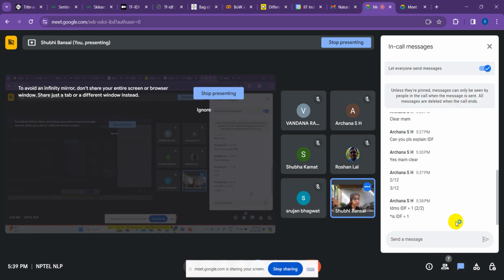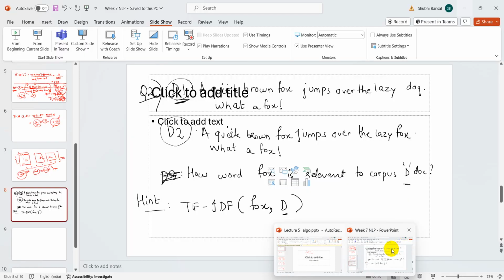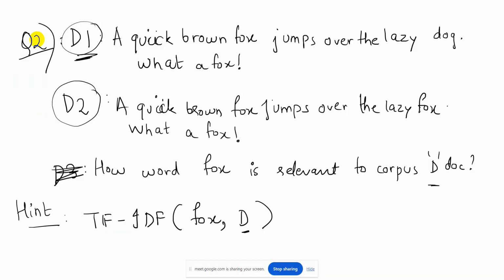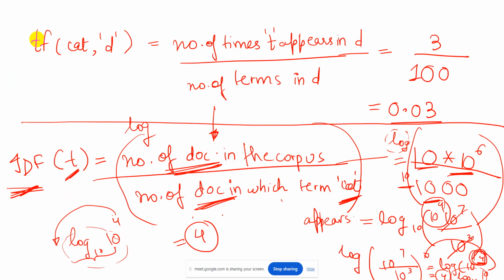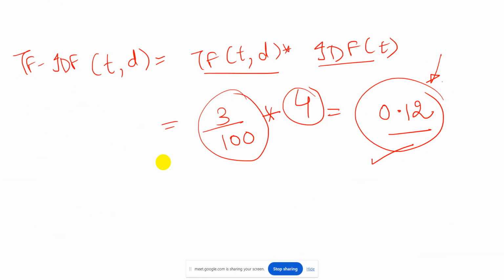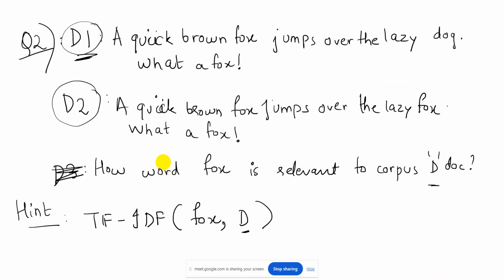So somebody is saying no. That is correct, but in the IDF, it should be log of 2 by 2. It should be log of, and log of 1 is what? Please correct. See, in the formula it is log of. I'll show you the formula again. We have to take the log. Other things are correct. So I think one of you is able to solve. So let me proceed ahead with the discussion.